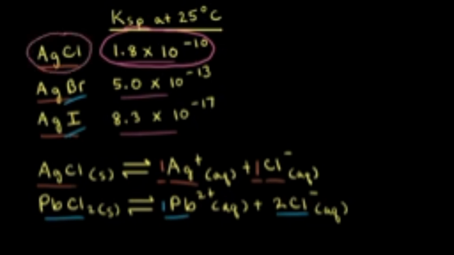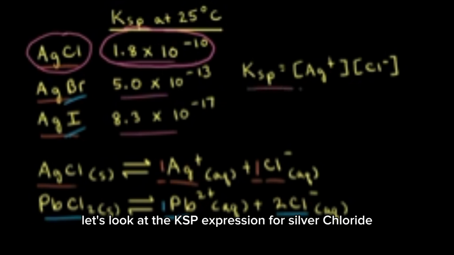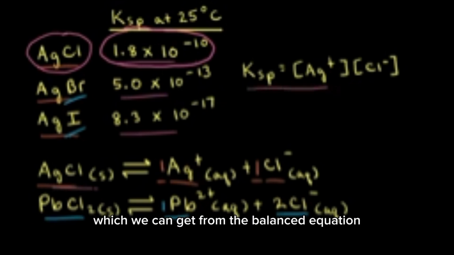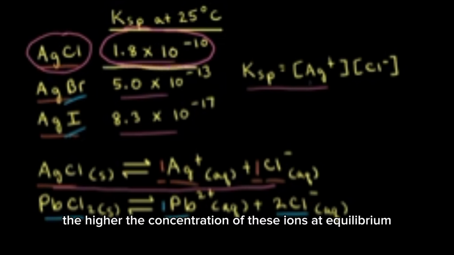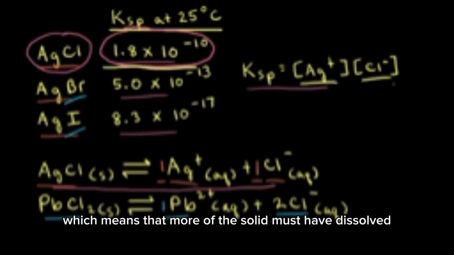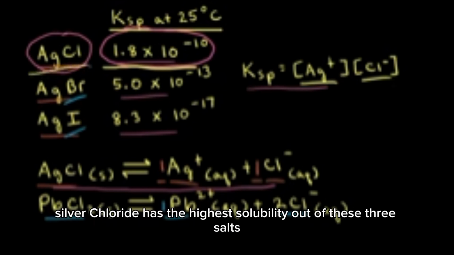soluble salt. For some insight into why this is true, let's look at the KSP expression for silver chloride, which we can get from the balanced equation. The higher the value for KSP, the higher the concentration of these ions at equilibrium, which means that more of the solid must have dissolved. Therefore, silver chloride has the highest solubility out of these 3 salts.